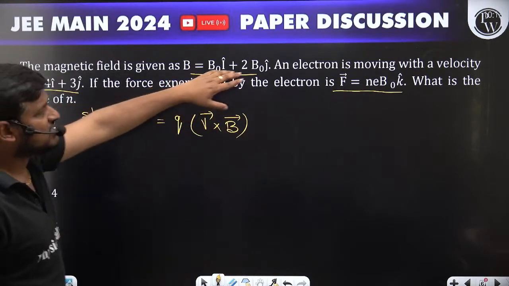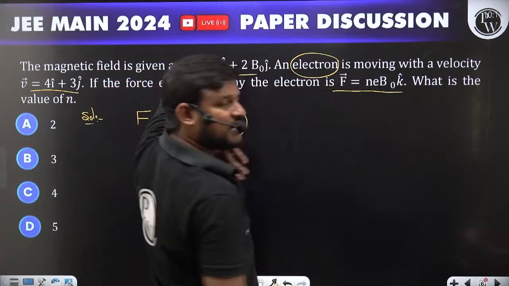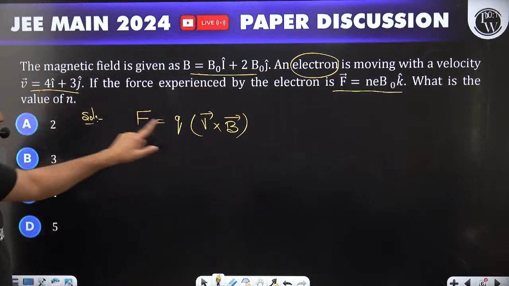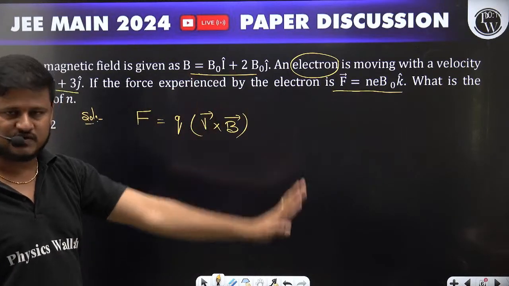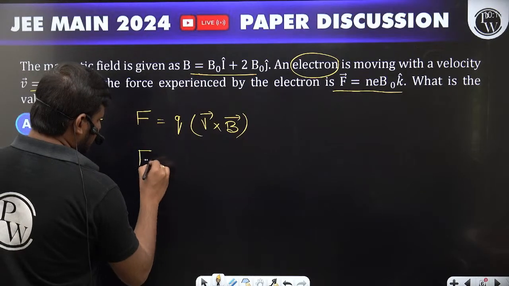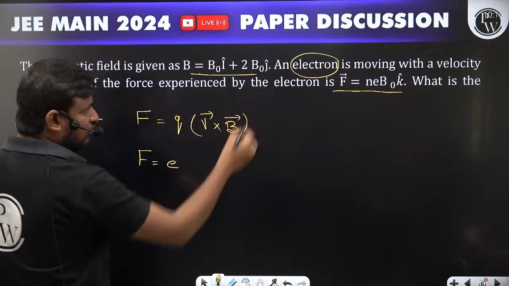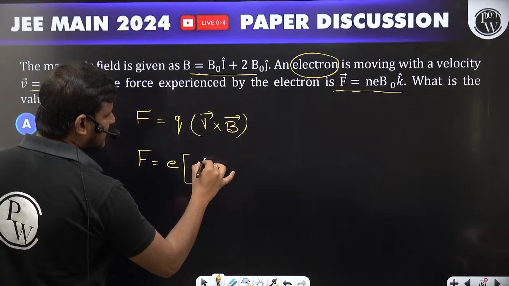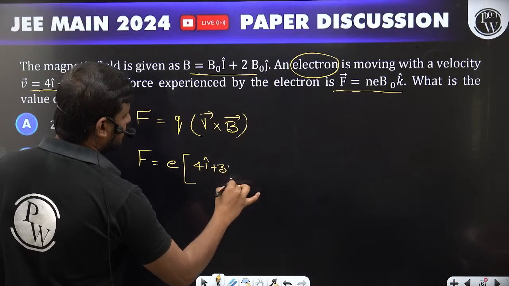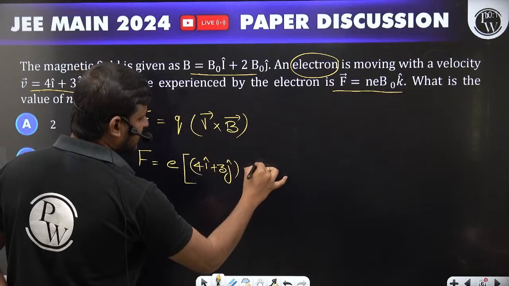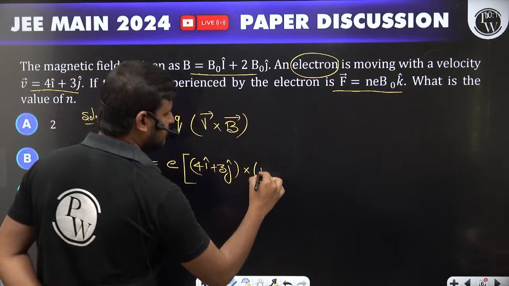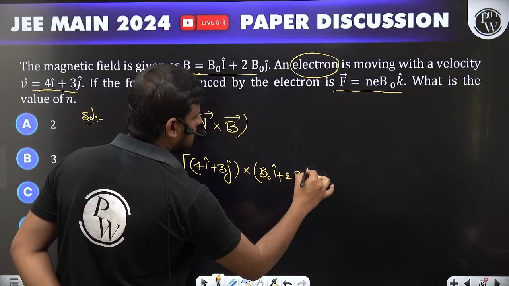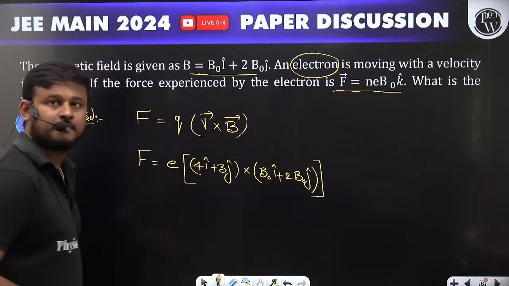Now here the charged particle is electron. It is placed in the magnetic field. The B vector is given and its velocity vector is given. That's why I am taking the formula in vector form. Now the force will be equal to, in place of Q I'll write electron charge e, into V. So V is 4i cap plus 3j cap, cross product, cross B. What is B? B naught i cap plus 2B naught j cap, right?